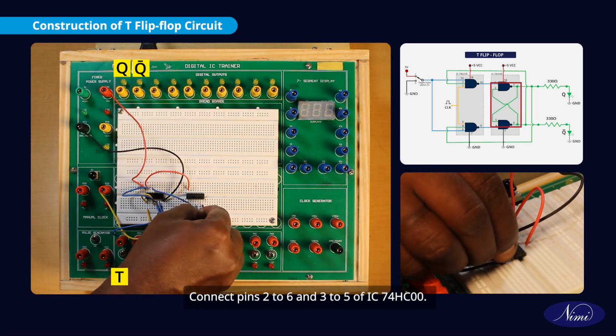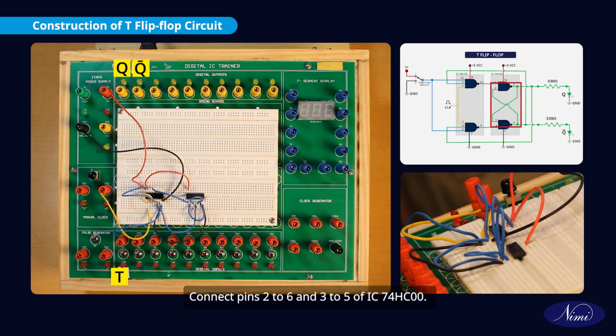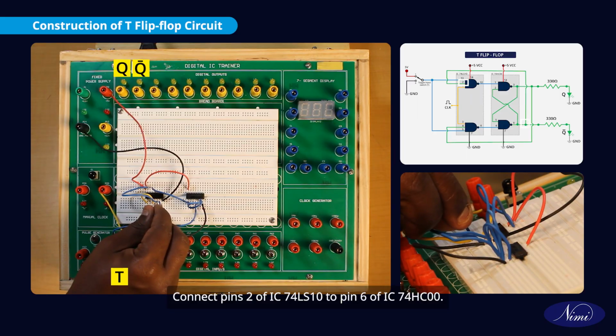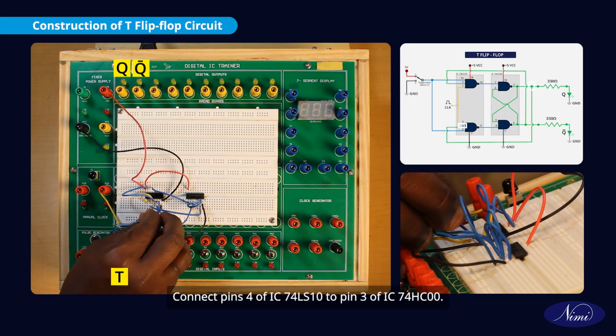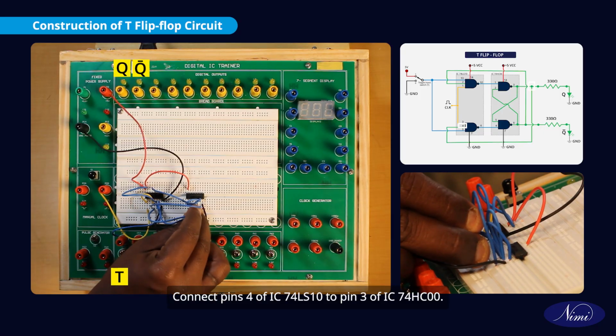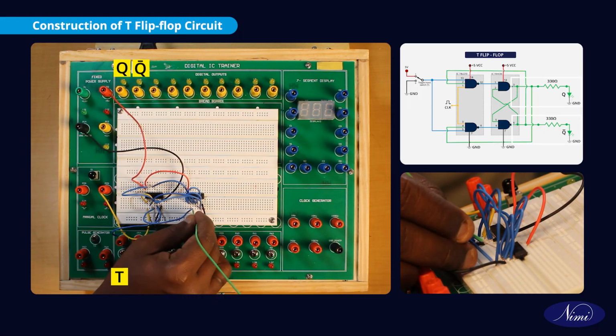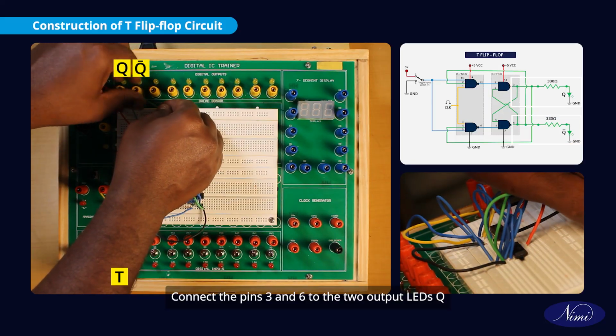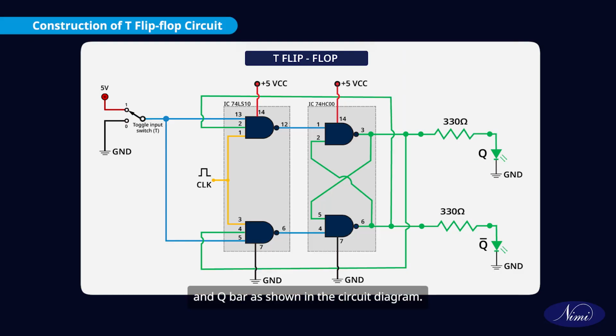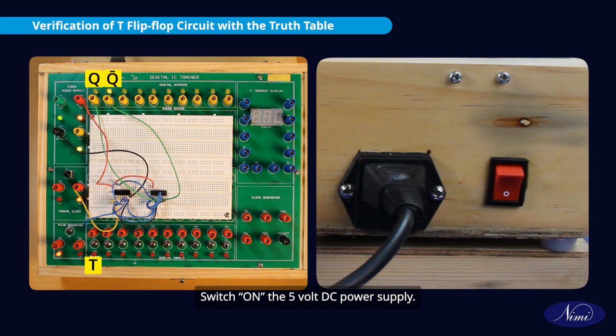Connect pins 2 to 6 and 3 to 5 of IC74HC00. Connect pin 2 of IC74LS10 to pin 6 of IC74HC00. Connect pin 4 of IC74LS10 to pin 3 of IC74HC00. Connect the pins 3 and 6 to the two output LEDs Q and Q bar as shown in the circuit diagram. Switch on the 5V DC power supply.